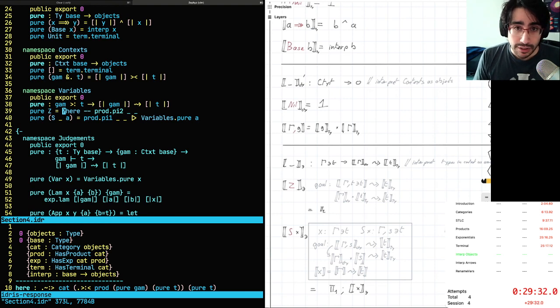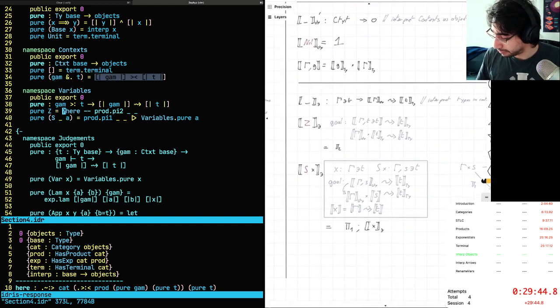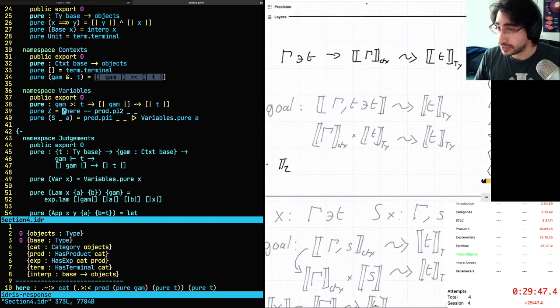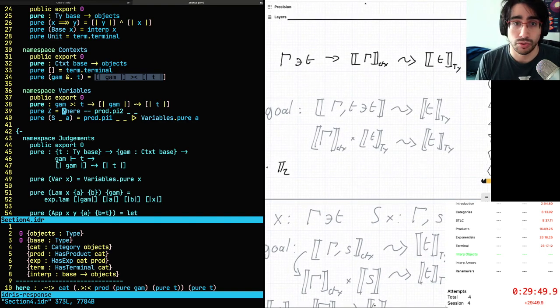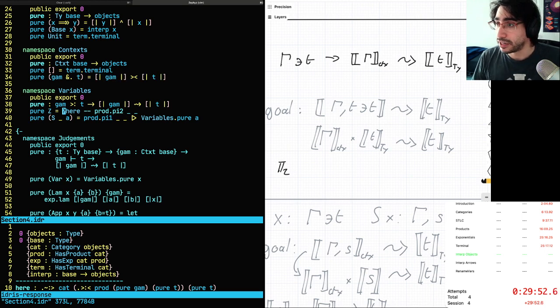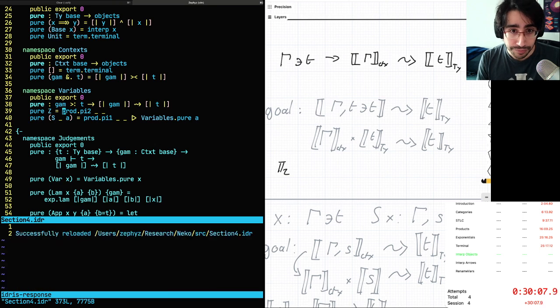So this arrow here contains a lot more information. Namely, this context being not empty looks like this, which means this is actually a product of two things. This is what I've described here, right? The goal is now gamma cross t to t. And if you pay careful attention, what we're doing here is just taking the t here and putting it to the right side, which turns out is exactly what pi2 does. So this turns out to be simply the implementation of pi2.